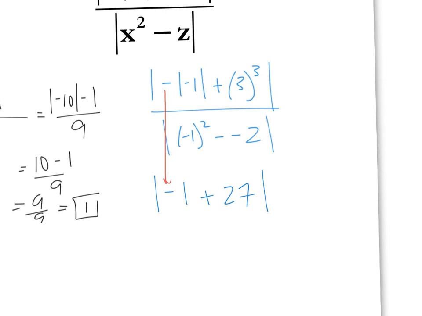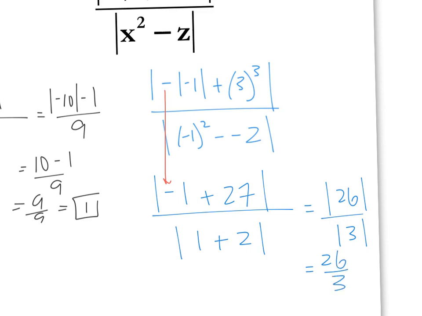Be careful about that. Exponents and multiplication are very different. -1 squared is 1. Change the double negative to a positive, and I get 2. So now I can actually simplify. I have the absolute value of 26 over the absolute value of 3, which is just 26 over 3. You could change it to a decimal, or you could just leave it as that reduced fraction. You don't have to change it into a mixed number.